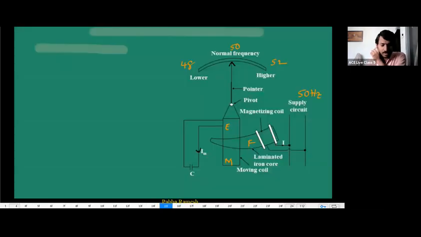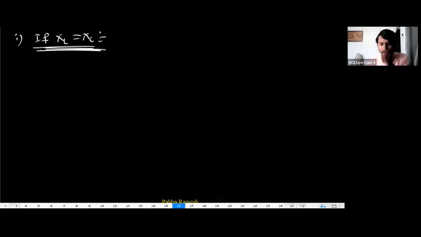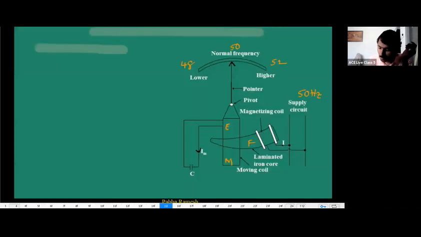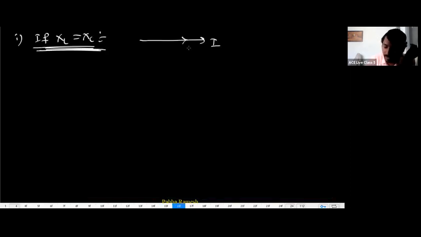Concentrate, guys, concentrate. First, which current is coming? I. So I'm taking I as the reference. Sir, based on this current, it will be magnetized. It has its own flux. So flux and current will be in phase with each other.